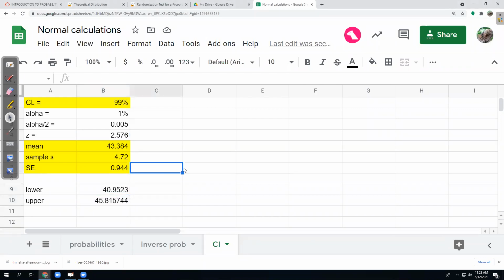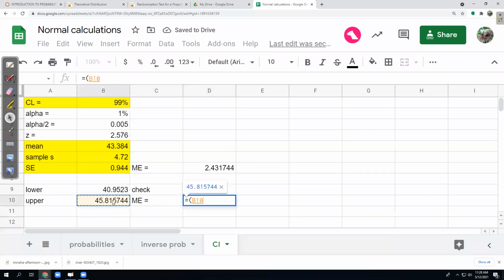So I'm just going to add, say off to the side here, the margin of error is equal to my z-score times my standard error. Before, we were getting it by subtracting these two and dividing by 2, so I could double check that over here. Check on that idea. The subtraction has to happen first, so I need parentheses, upper minus lower, those parentheses divided by 2, and notice it's exactly the same number.